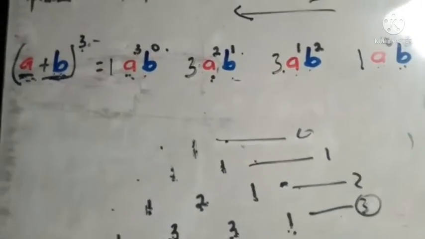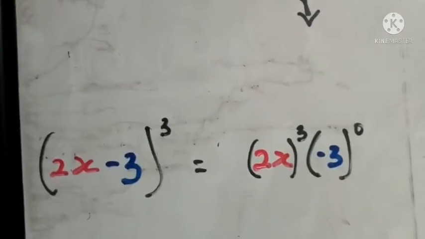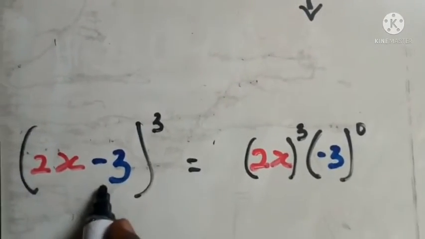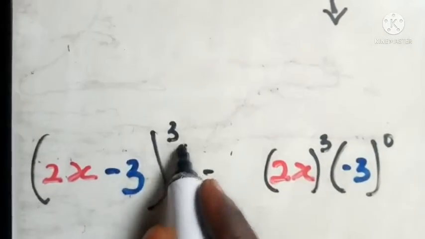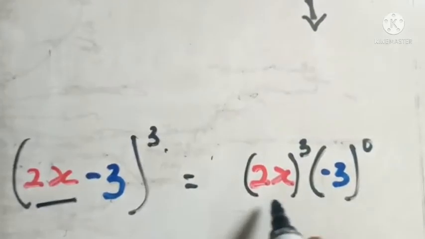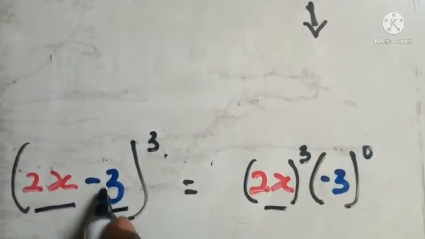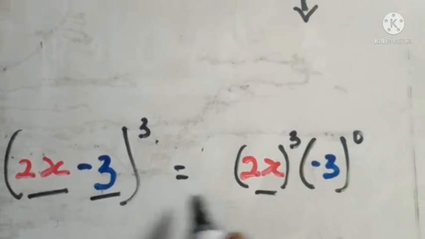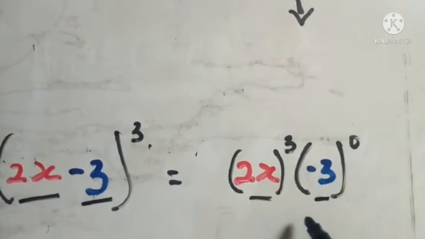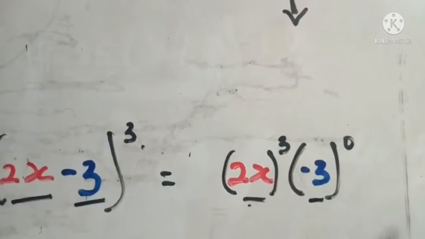But remember, don't forget, one thing you have to pay attention to here is this example. We have 2x minus, negative 3, exponent 3. The same idea. Anything that is here is your a, and anything that is there, especially if you have a negative, is your b. Is that okay? So make sure that you write these along.